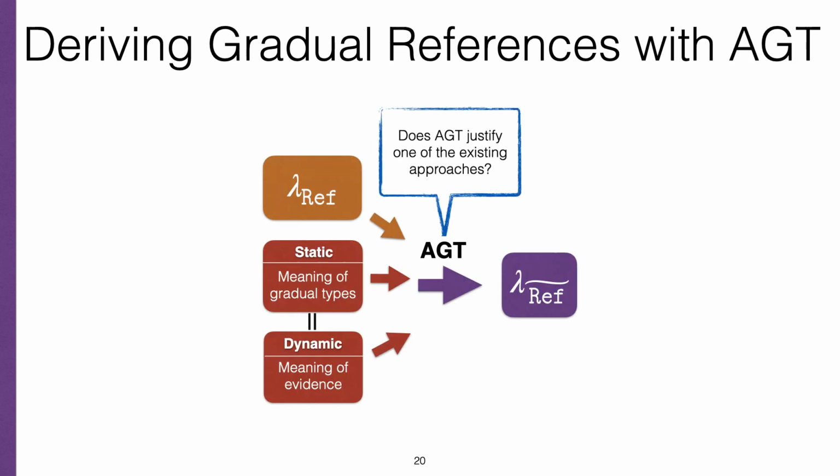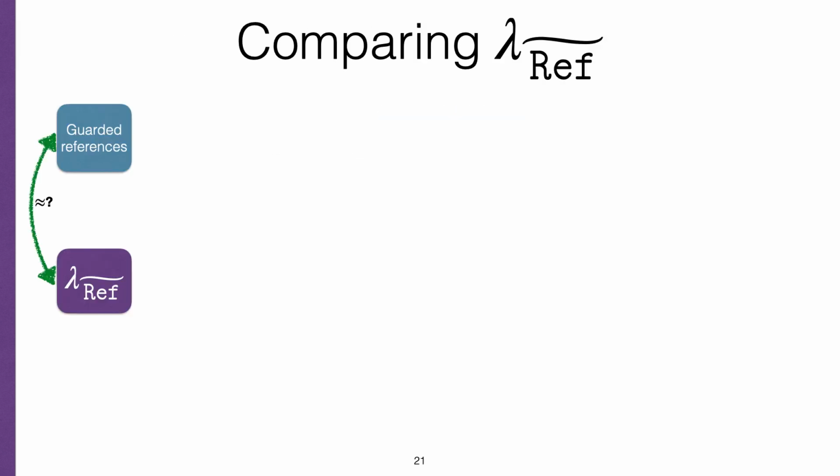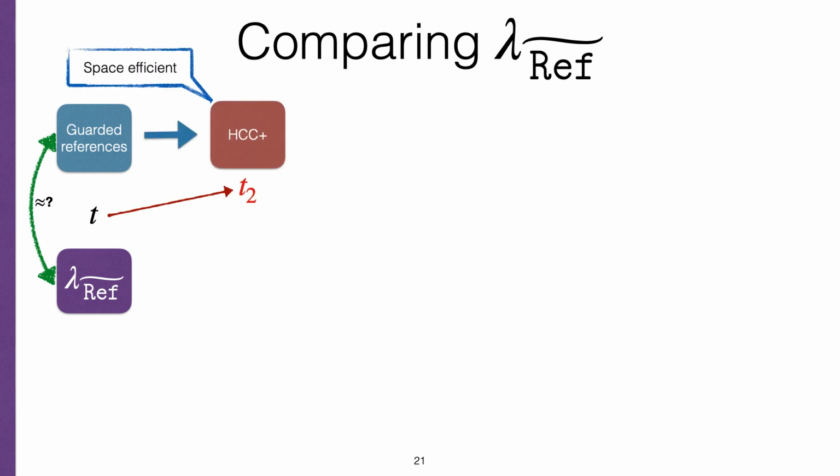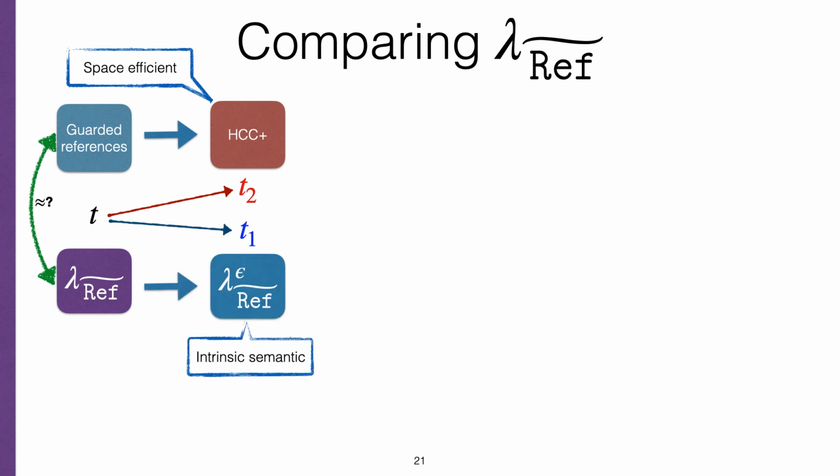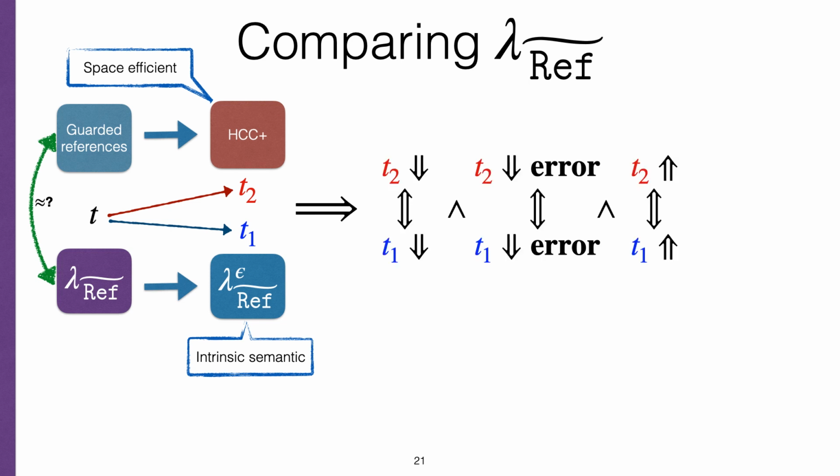We also answer whether AGT justifies one of the existing approaches, and we show that it corresponds to guarded references of Herman et al. To do that, starting from a gradual term t from lambda ref hat and a compilation to HCC+, which is a modern space-efficient version of guarded references, and to the intrinsic semantics of lambda ref hat, we prove that either both terms terminate, reduce to an error, or diverge, establishing a bisimulation between both semantics.